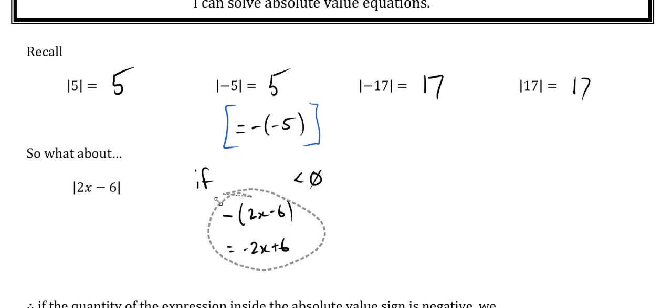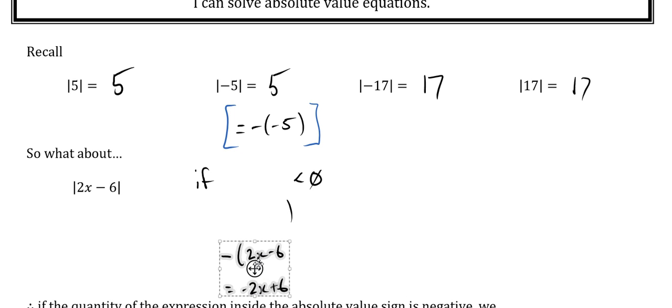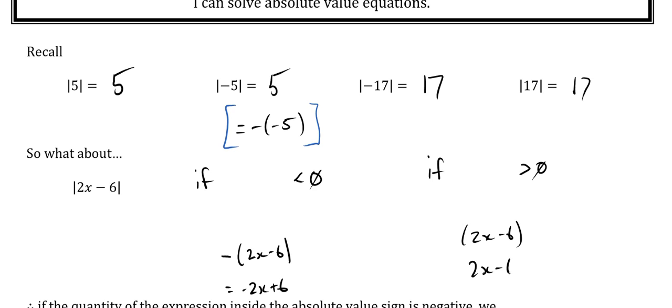I should have left a little bit of space there. Not that important. And then if it's greater than 0, then it's just 2x minus 6. It's just it. It doesn't change. It's just the expression. Yes. If it is 0, yes.